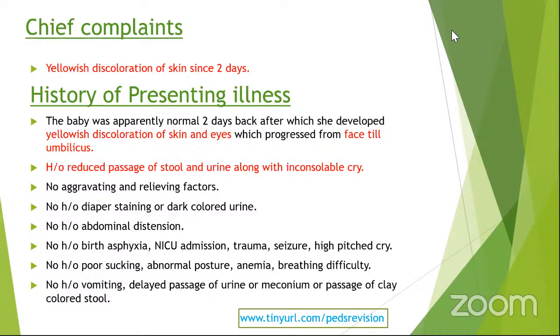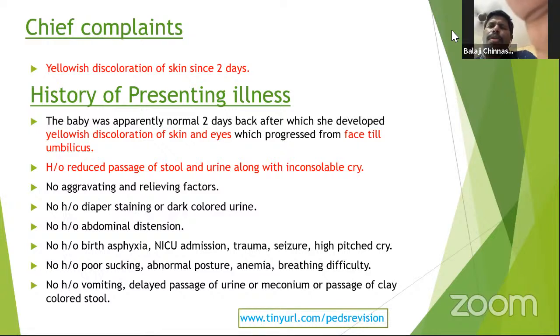And birth asphyxia is also a specific etiology for jaundice. So I have also asked that. And in case of any kernicterus, there may be high pitched cry, seizures, and any abnormal posturing like opisthotonus or arching. So I have also asked about this, to rule out kernicterus. And in case of any pyloric stenosis or intestinal obstruction, there may be delayed passage of meconium, which in turn can cause hyperbilirubinemia. So I also asked that.